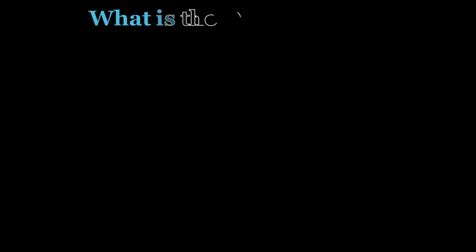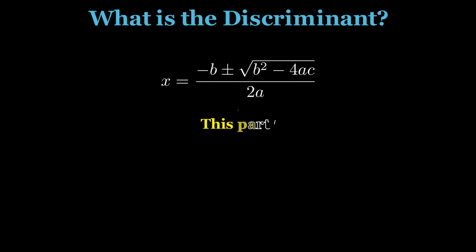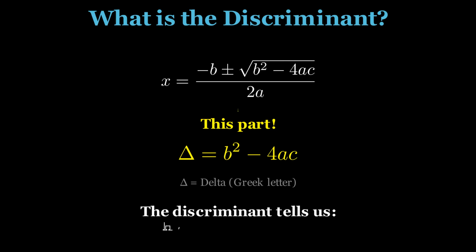Remember the quadratic formula? Inside the square root, we have b squared minus 4ac. This is the discriminant, written with the Greek letter delta. It determines how many solutions exist. Positive, 2 solutions. 0, 1 solution. Negative, no real solutions. Let's see why.